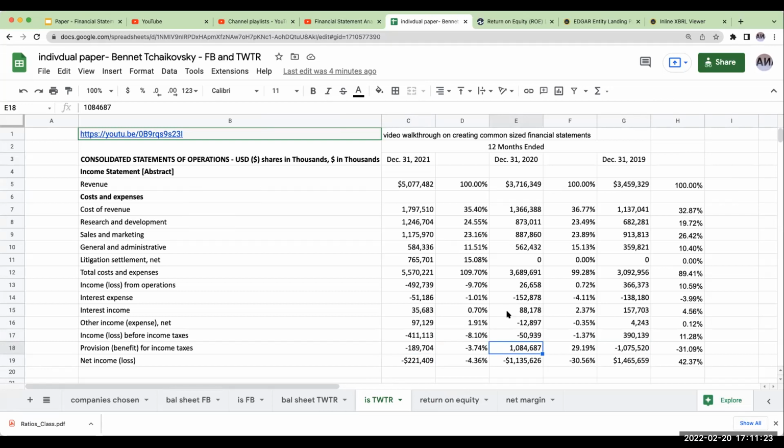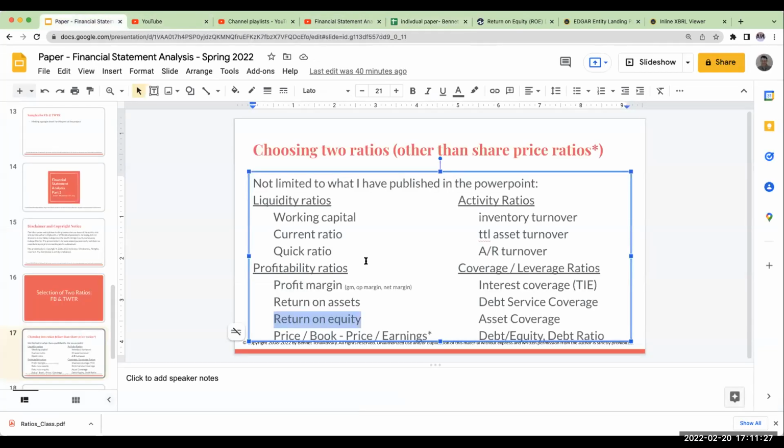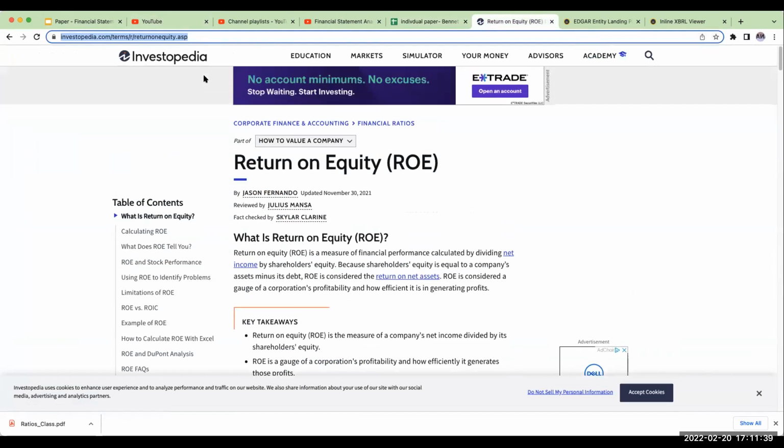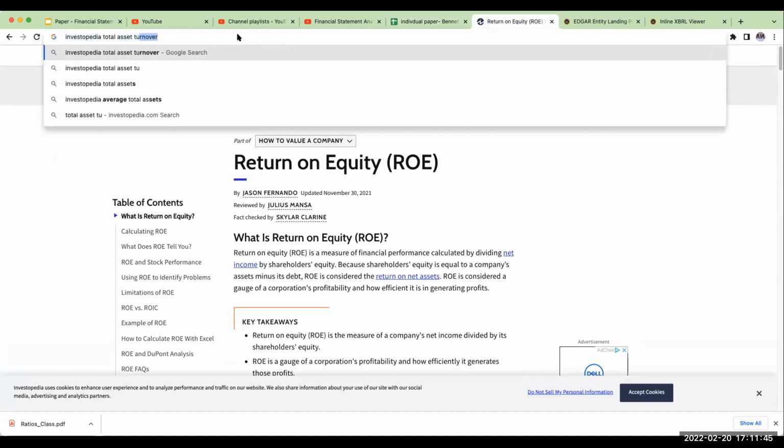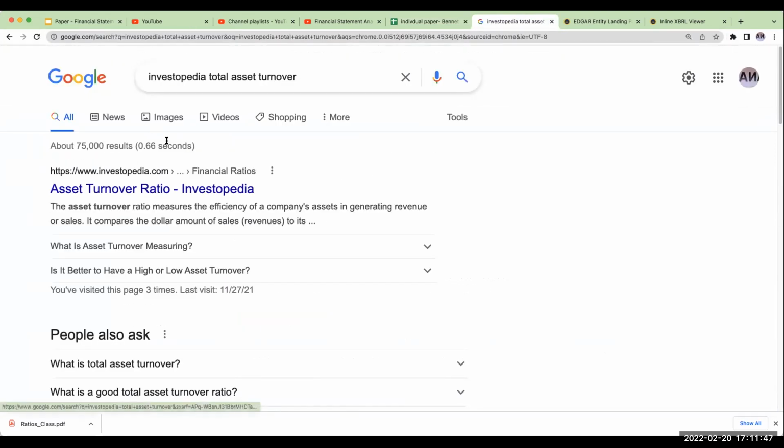So now, because we chose the return on equity over here, let's go and choose a different ratio. What I do want to look at a little bit more carefully is our total asset turnover. Let's see what this means.